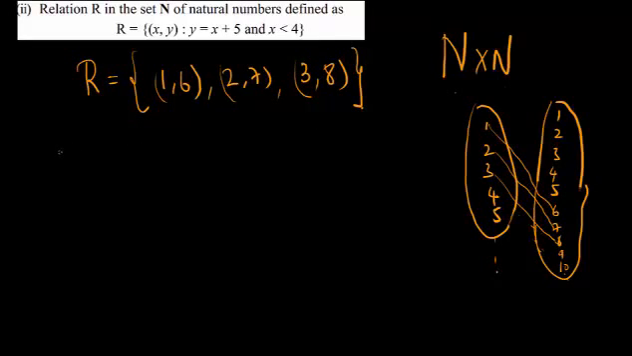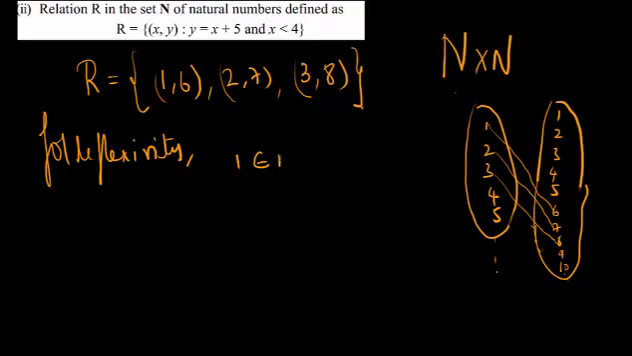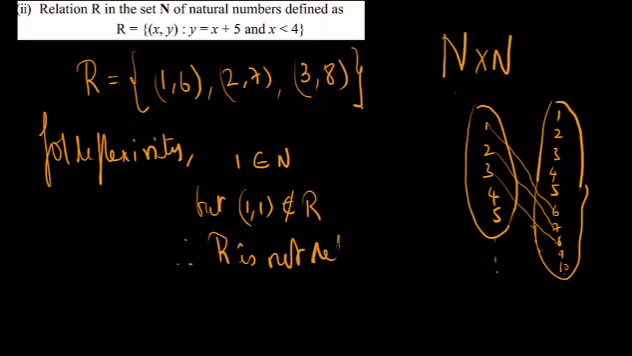Is it reflexive? No. Is it symmetric? No. Is it transitive? Well, we will come to that. For reflexivity, 1 belongs to N, isn't it? 1 belongs to N. However, (1, 1) does not belong to R. Therefore, R is not reflexive.